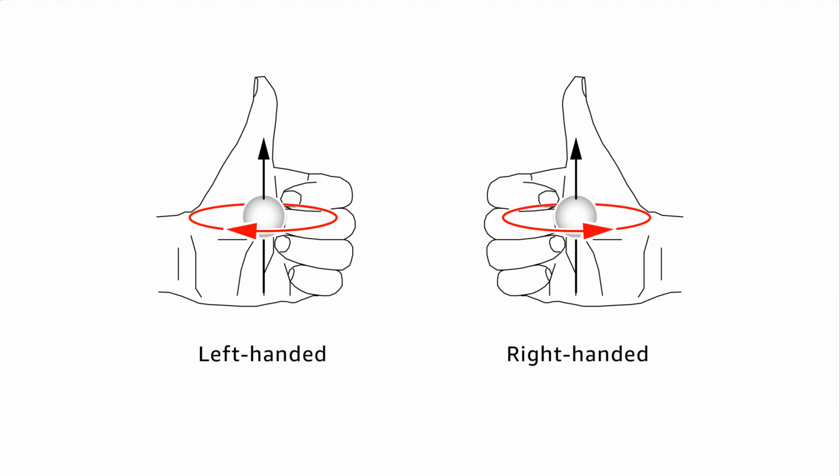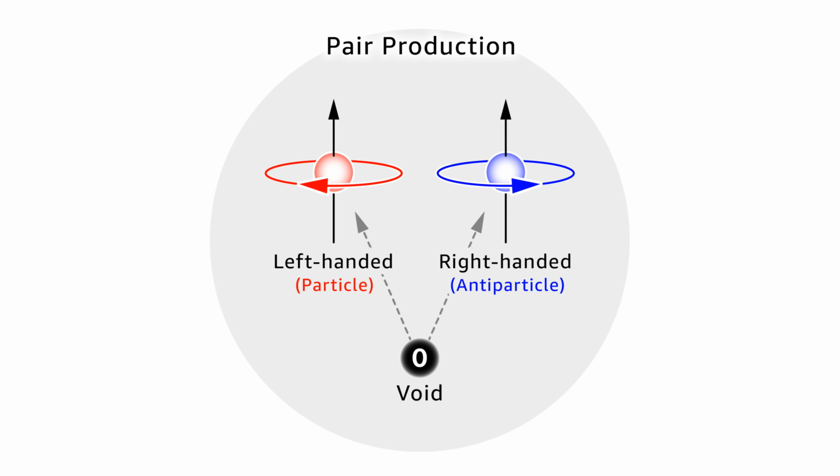A particle can have the left-handed spin or the right-handed spin, as illustrated. A thumb in the figure represents the direction of traveling. Then, the other four fingers represent the direction of spin. At the moment of pair production, a particle and its antiparticle have opposite spins. When a particle has the left-handed spin, its antiparticle has the right-handed spin. When a particle has the right-handed spin, its antiparticle has the left-handed spin.